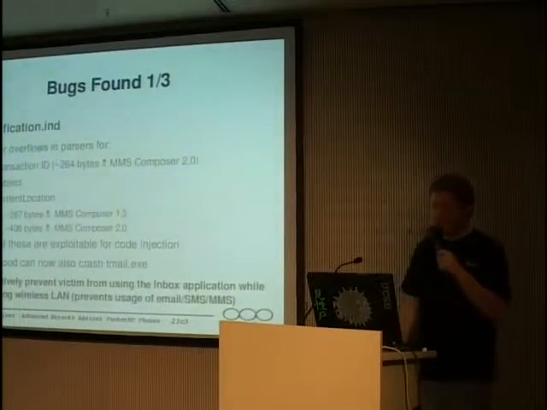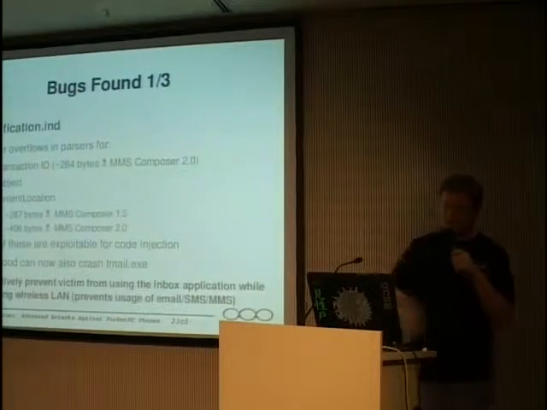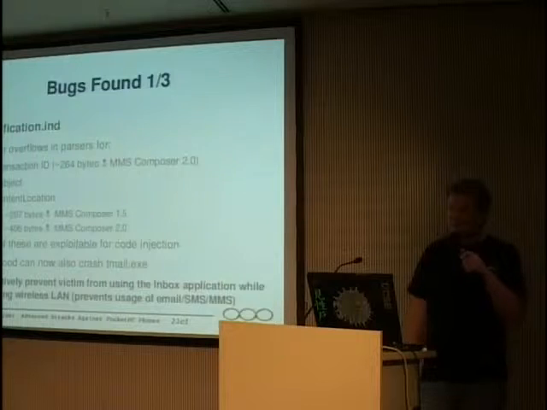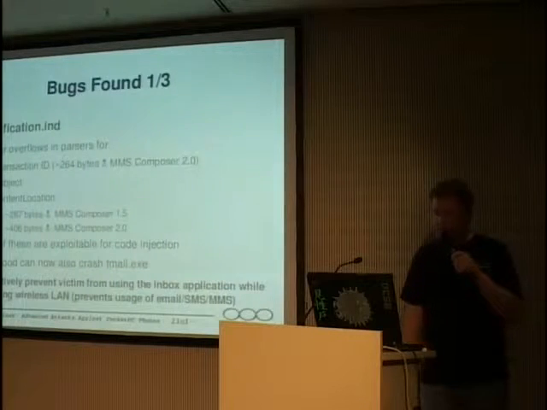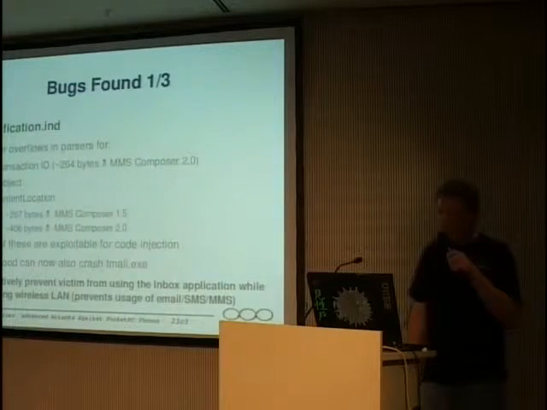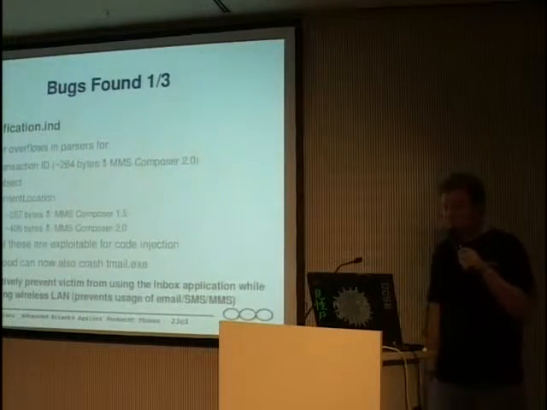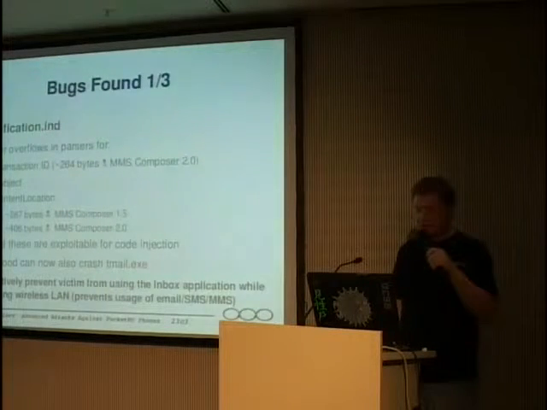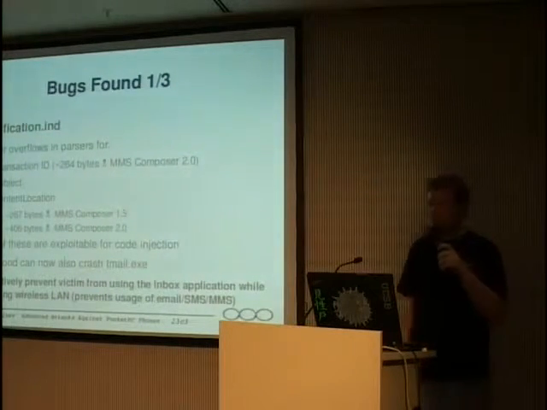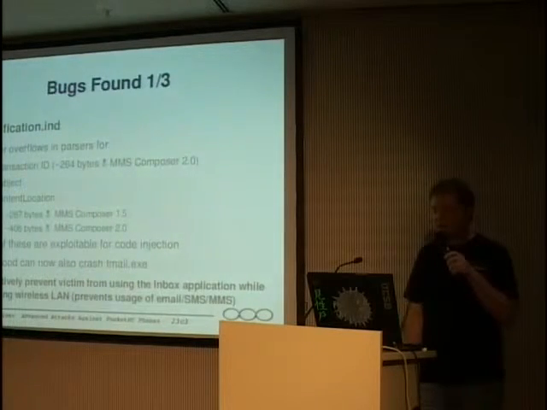So the first bugs, in the small notification message, which is sendable over either UDP or SMS. There are already quite a number of bugs. So if you make the transaction ID really long, MMS Composer 1.5 also dies, but that's the length for version 2, and it just, oh, whoops. Content location 2, and unfortunately you cannot use it for code injection, also because the messages are normally very small. So you could maybe include a very small payload, but I couldn't overwrite the return address.